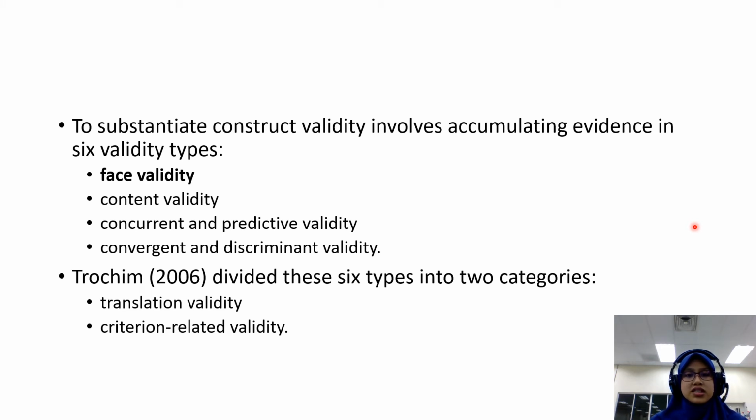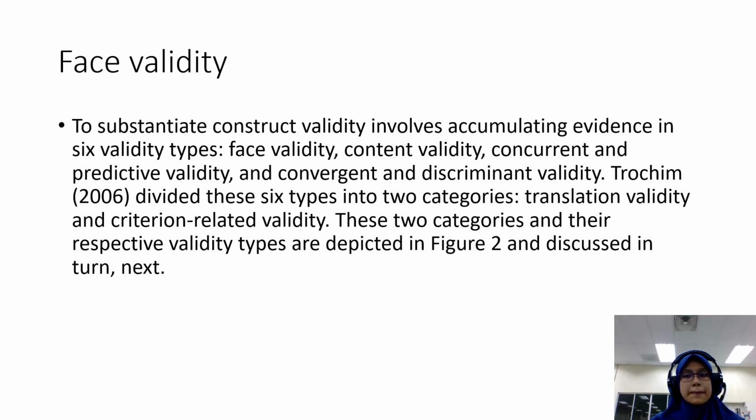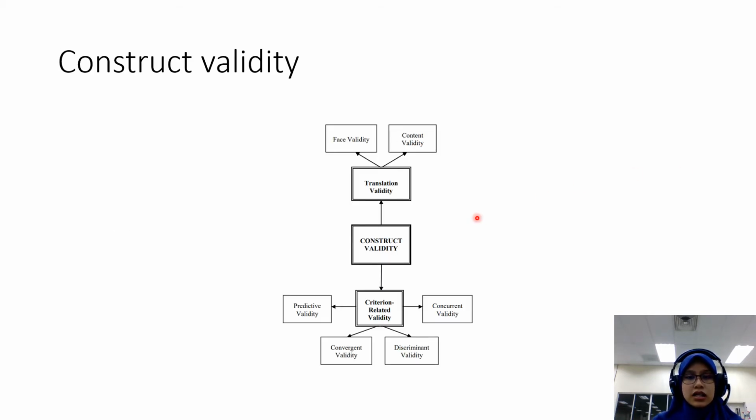To substantiate construct validity involves accumulating evidence in six validity types: face, content, concurrent and predictive, convergent and discriminant. Trochim divides the six types into two categories, which are translation validity and criterion-related validity. These two categories and their respective validity types are depicted in figure 2. For construct validity, there are two classes, translation and criterion. Translation includes face validity and content validity, while criterion includes predictive, convergent, discriminant, and concurrent.